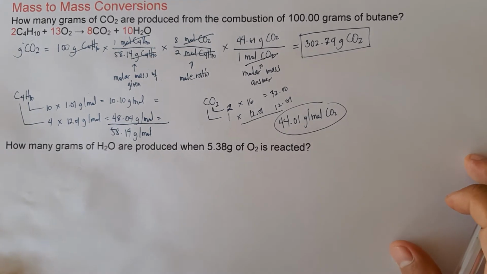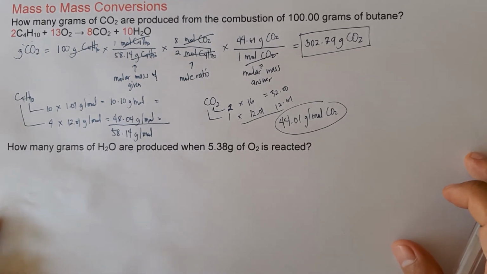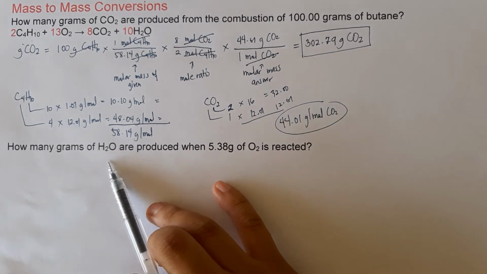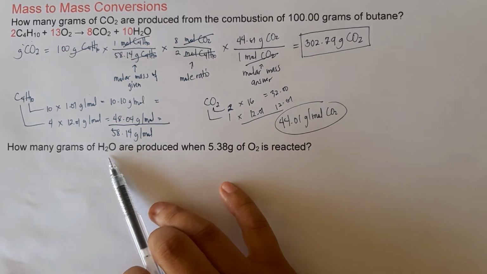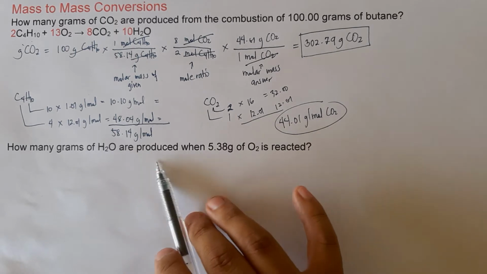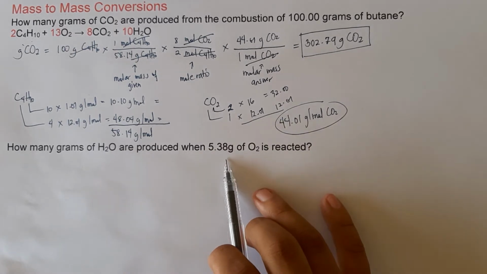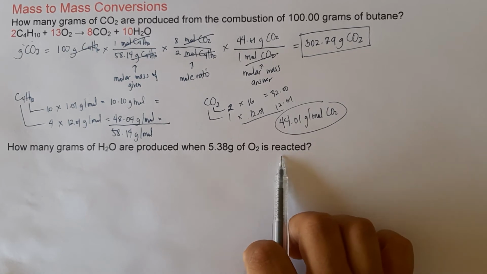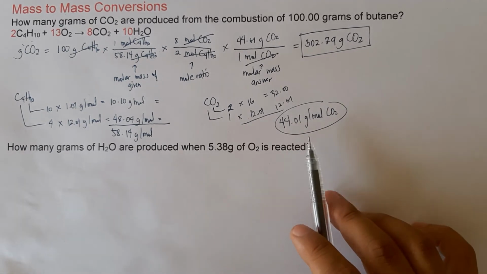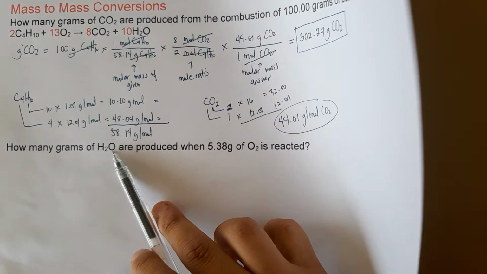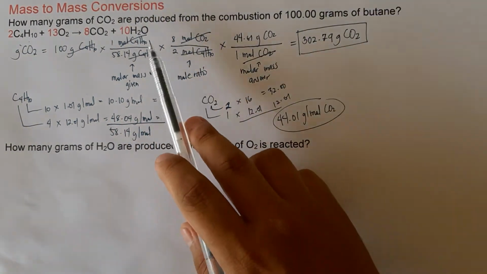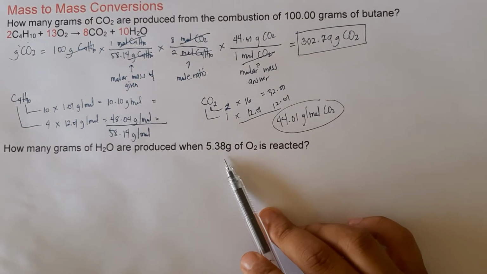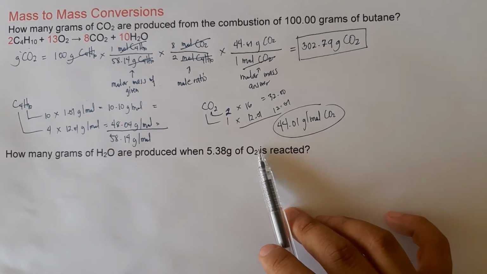Another example here. We have, let us read, how many grams of water, so we're looking for the mass of water, are produced when 5.38 grams of oxygen is reacted, rather. Gaano daw kabigat na water ang mabubuo kapag gumamit tayo ng 5.38 grams of oxygen or oxygen gas.